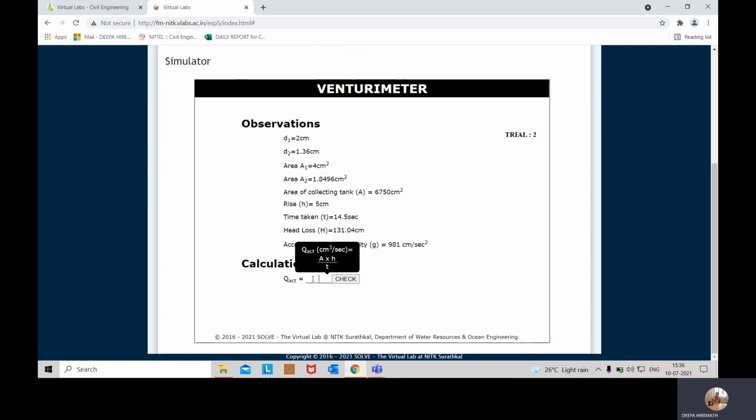Now Q actual is calculated, and it was found to be 992 and Q theoretical was found to be 1057.7098. So 992.65 divided by 1057.0798 will give us the coefficient of discharge, which was found to be 0.94.